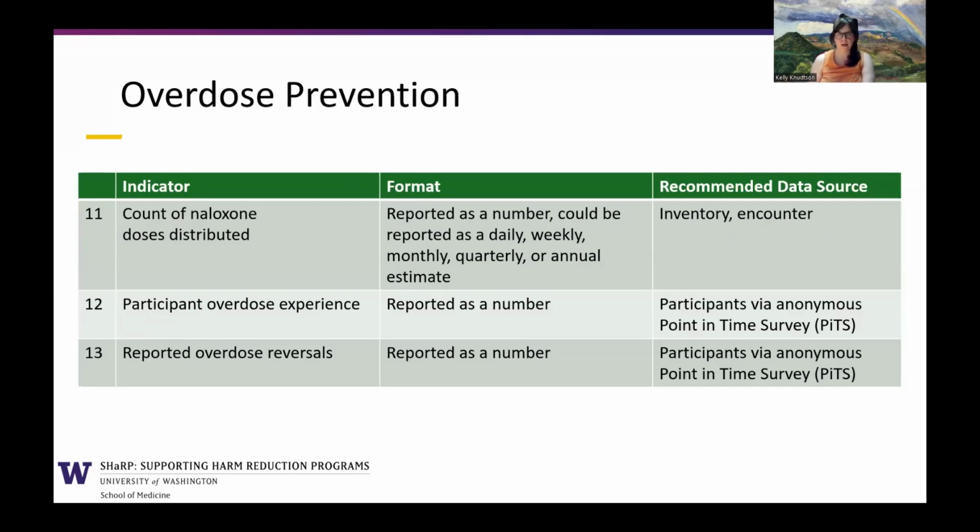The fifth domain is overdose prevention, which focuses on program services and activities directed towards preventing fatal overdose. The indicators are count of naloxone doses distributed, participant overdose experience, and reported overdose reversals. And two of these are actually the first ones that require collecting data directly from participants.